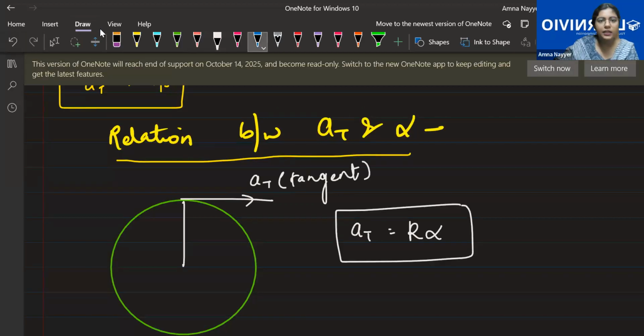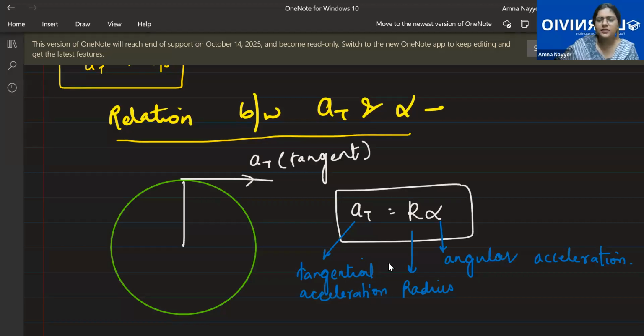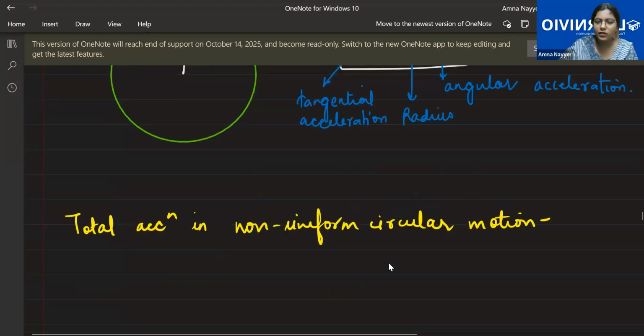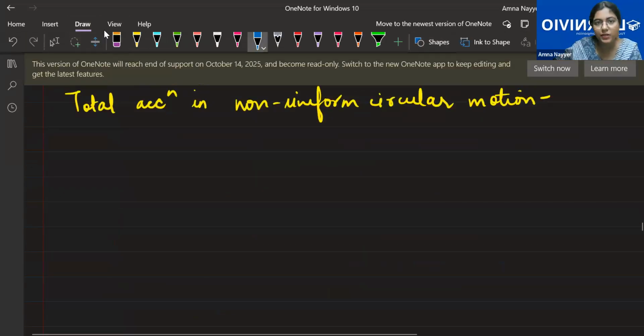While r will be the radius, alpha will be the angular acceleration, and it is the tangential acceleration. So just like we had the relationship between all the three, this is what we have. Now see, this part is important because you get most of the questions from this.